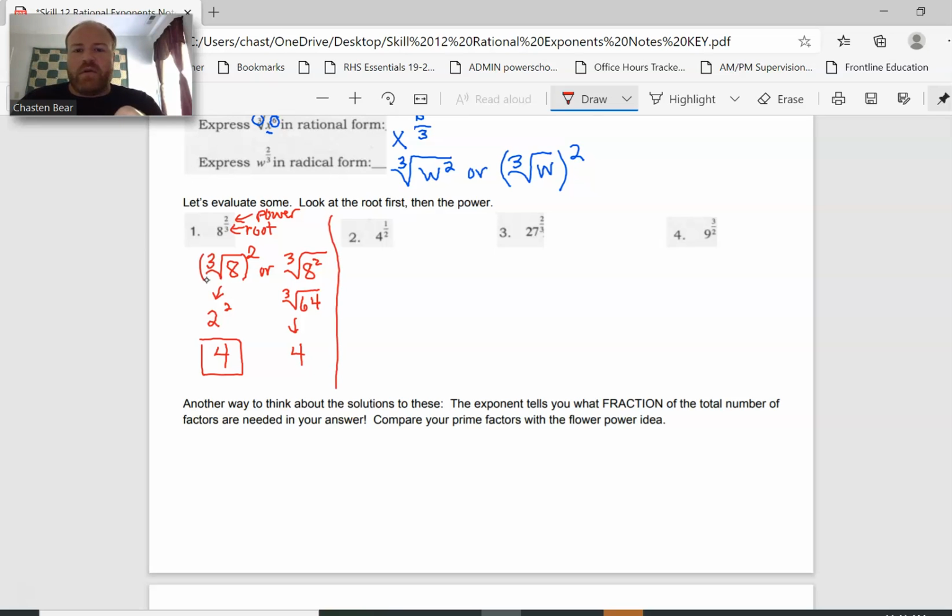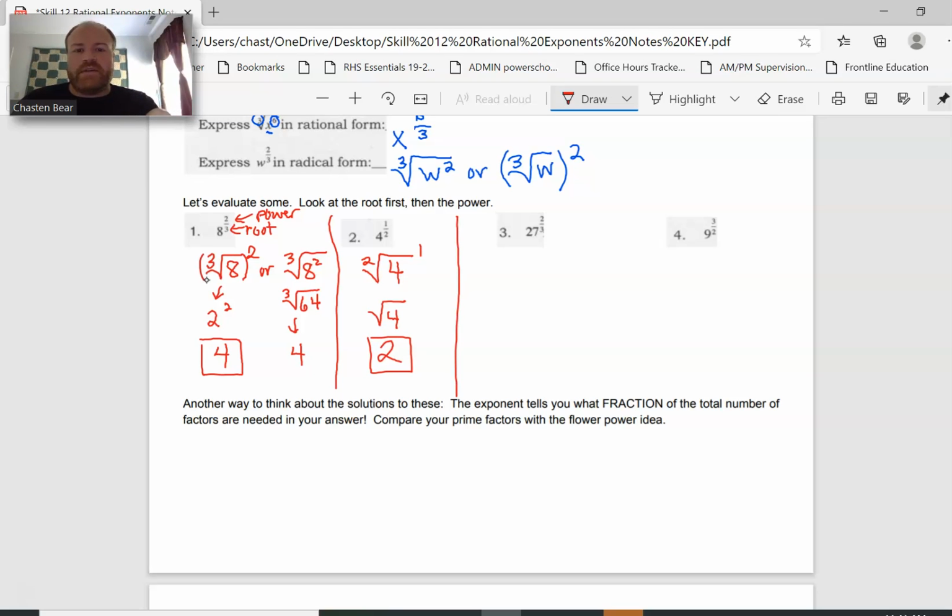Next one, we have 4 to the 1/2, so it's the square root of 4 to the power of 1. Usually we don't have a 2 in that index when we're dealing with square roots, so really this is just the square root of 4, which will be 2.